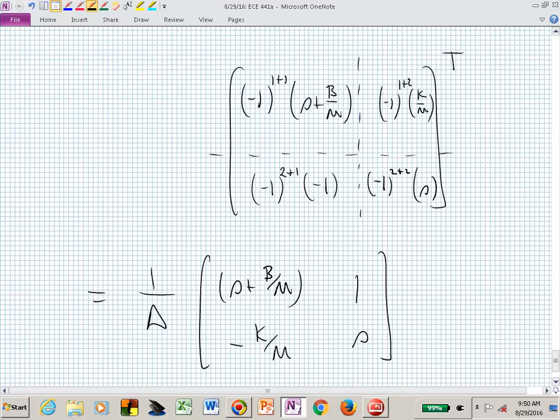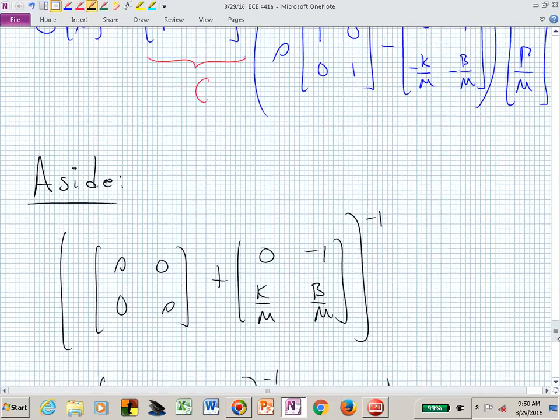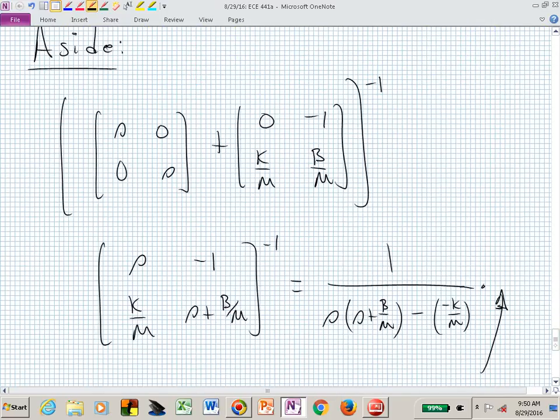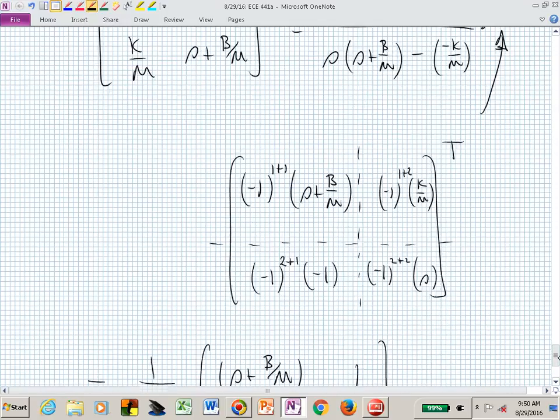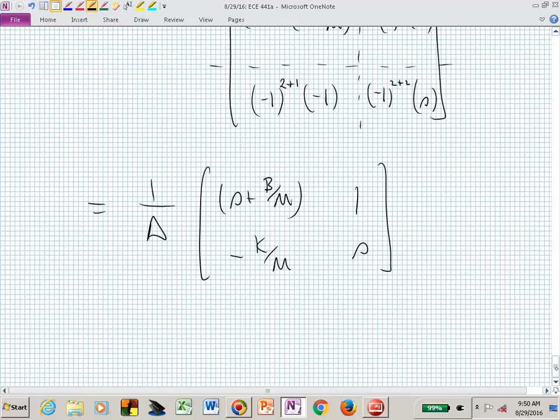Now do you see the trick for a 2 by 2 matrix? If I started with this beast right here, S minus 1, K over M, S plus B over M, and I wanted to invert it, I divide by the determinant, that's easy to compute, and then I interchange the diagonal terms and negate the signs of the off diagonal. That doesn't work for anything but a 2 by 2, but that's what you have.